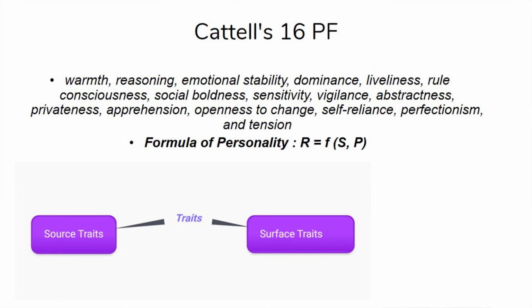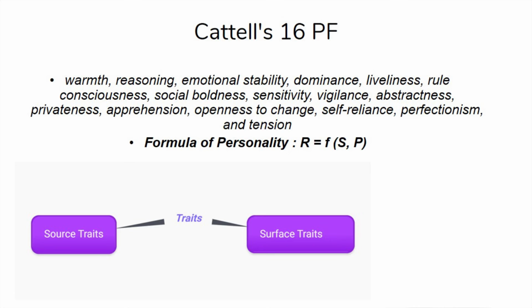Moving ahead, another trait theorist was Cattell. Allport, along with Odbert, in 1936, prepared a list of around 18,000 words that explain one's personality. Okay. Later on, Cattell, in 1965, with the help of a statistical technique known as factor analysis, jotted down 16 personality traits. These are warmth, reasoning, emotional stability, dominance, liveliness, rule-consciousness, social boldness, sensitivity, vigilance, abstractness, privateness, apprehension, openness to change, self-reliance, perfectionism, and tension.